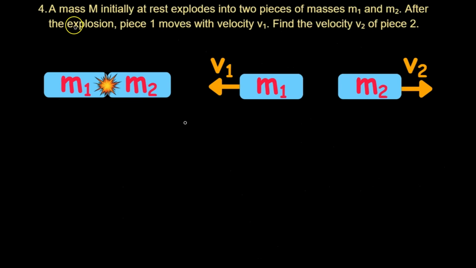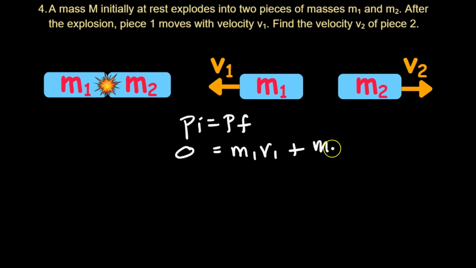Question 4. A mass big M initially at rest explodes into two pieces of masses m1 and m2. After the explosion, piece 1 moves with velocity v1. Find the velocity v2 of piece 2. We're going to use the law of conservation of momentum to solve this problem, which states that the total initial momentum equals the total final momentum. Since the objects initially were not moving, the total initial momentum is 0, and the total final momentum is m1 v1 plus m2 v2.